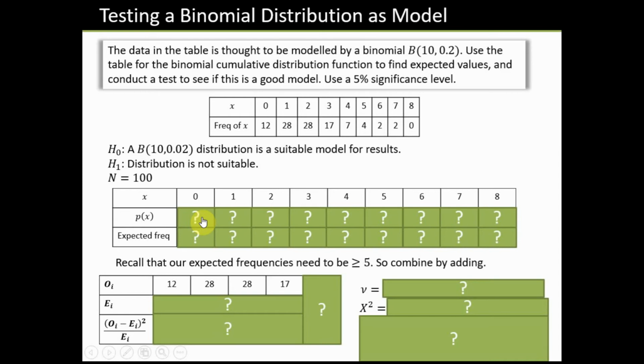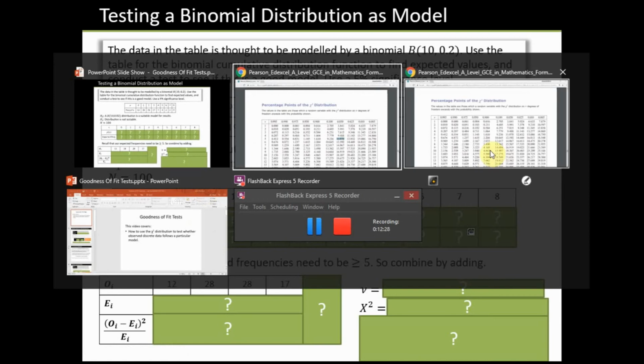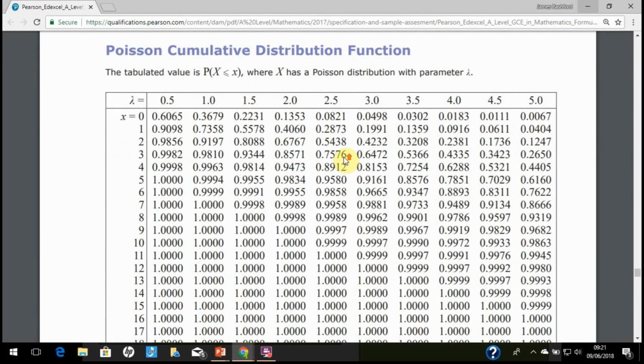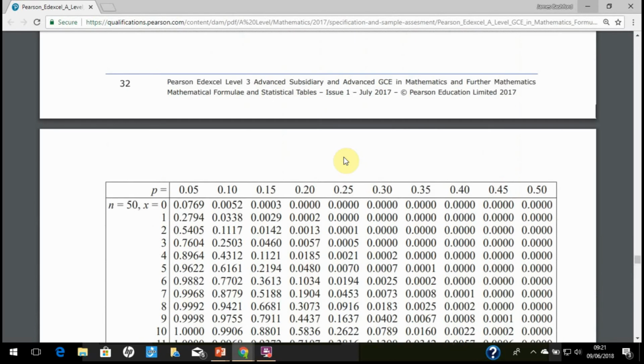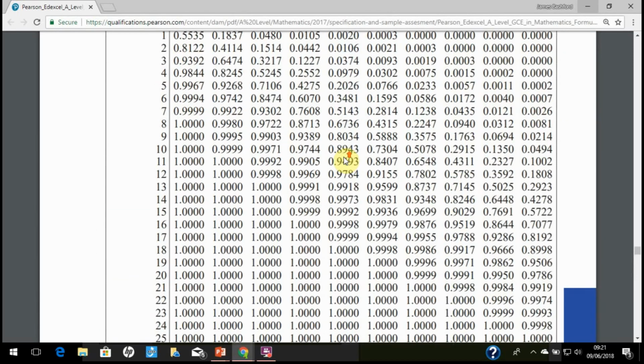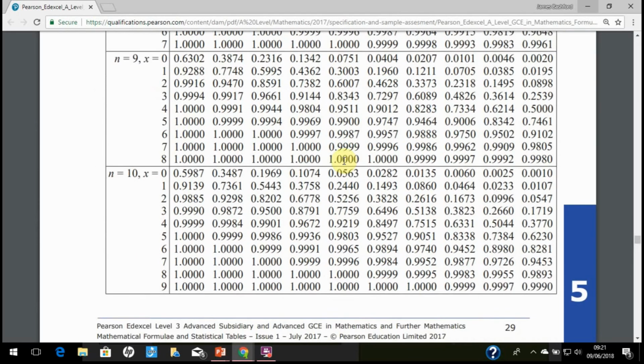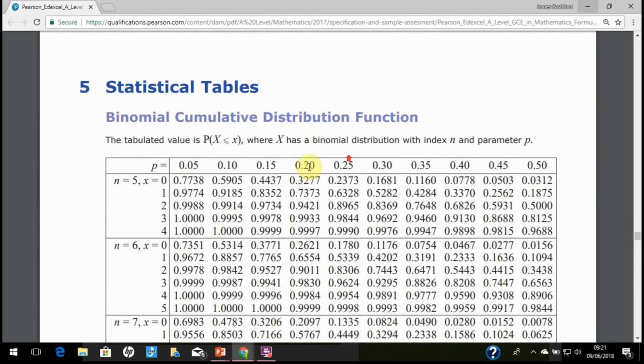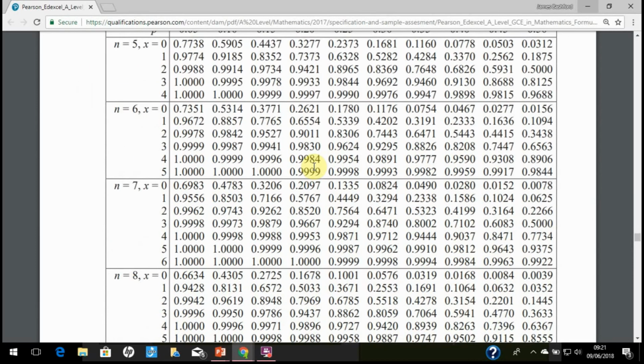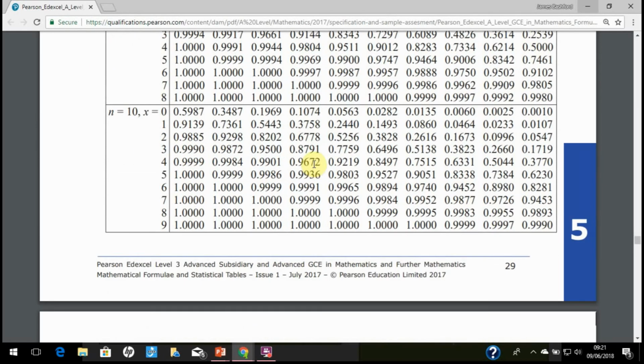So if we go to the tables here, what have we got? So this is the chi-squared. We need to find the binomial, and we had n equal to 10. So here we've got n equal to 10, and we wanted the probability to be 0.2, so it's the fourth column. Alright, so the probability of 0 or less, which is just 0, is 0.1074.